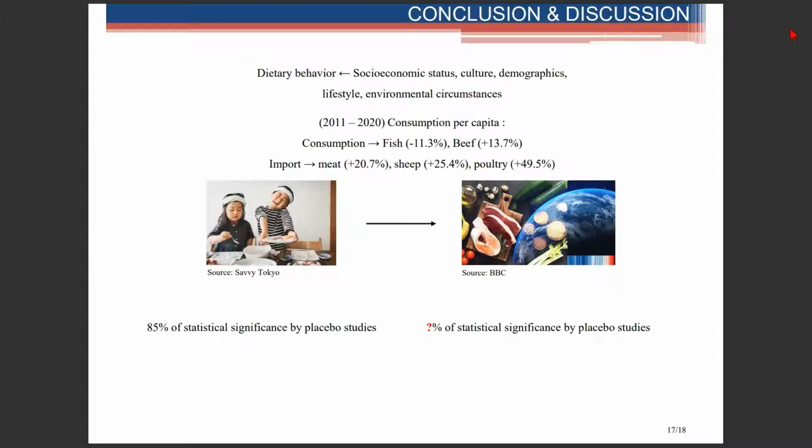Yes, it doesn't matter. Yeah, I know. Yes. Why would earthquakes change diet? Yeah, that's a good question.